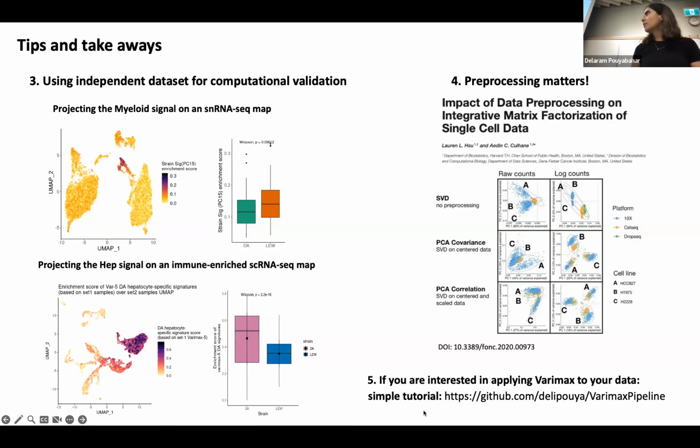And if you're interested in playing around with Varimax, I put a very simple tutorial based on HTML. I'm going to put additional code here but I didn't have enough time for today. But in this GitHub repository, it's a simple tutorial, you can just go through it and figure out how to apply Varimax to your own data.